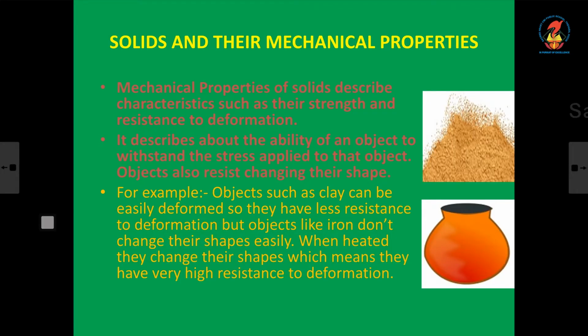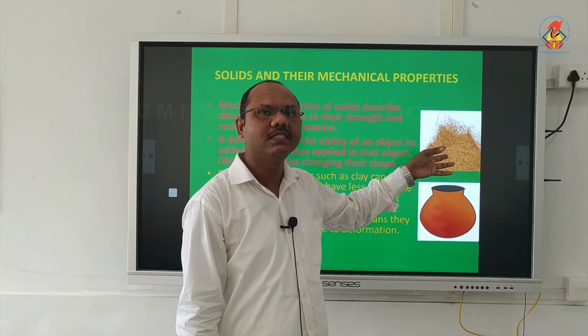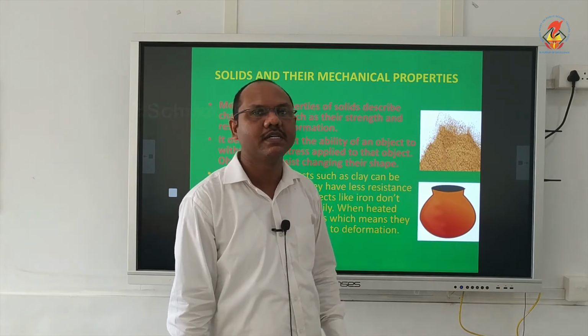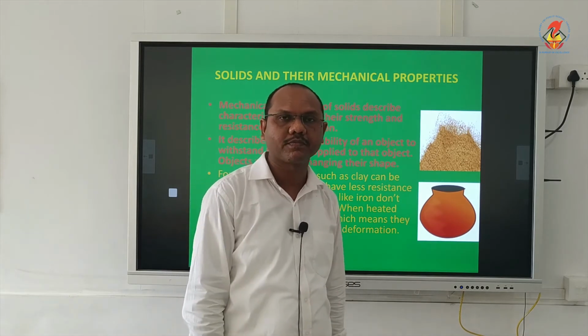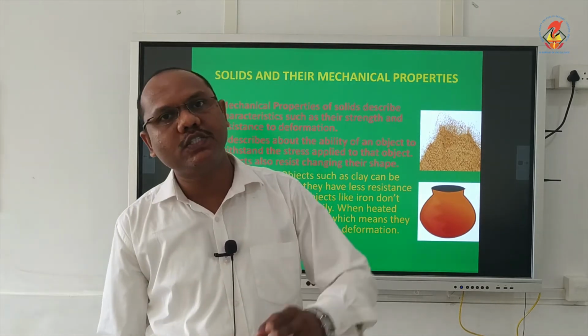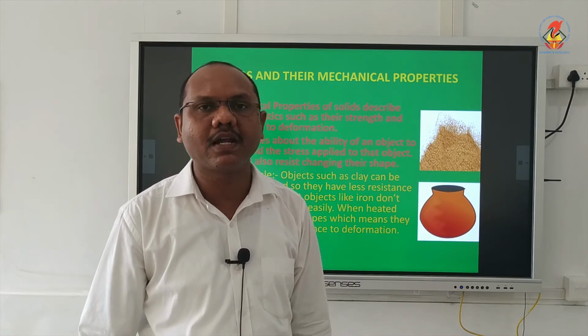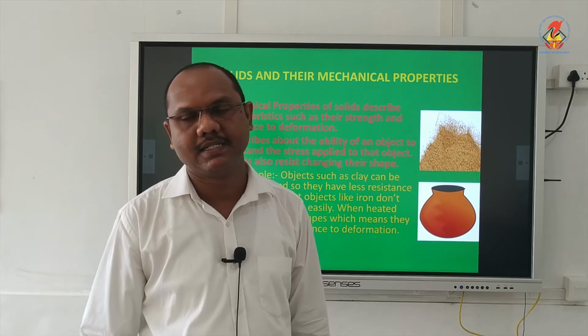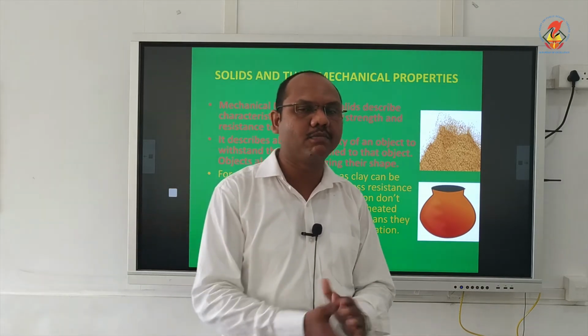It describes the ability of an object to withstand the stress applied to it. The object also resists the change of its shape. For example, I have just given the figure, clay. Clay looks like this. I am mixing it with water, and then I am molding it into a pot. After molding like this, will this clay go back to this shape again? Never. Such bodies which cannot go back to their original shape after the deformation are called plastic bodies. Plastic. But there are some bodies which can come back to the original shape. Those bodies are called elastic bodies.